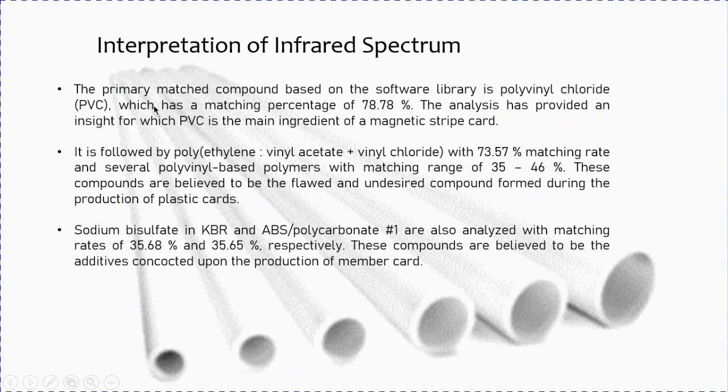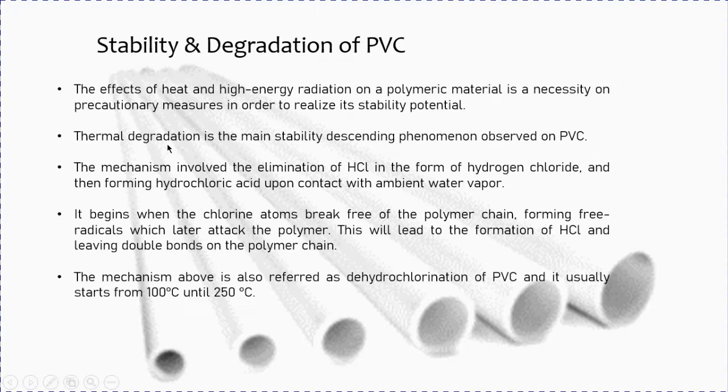The effect of heat and high energy radiation on a polymeric material calls for precautionary measures in order to realize its stability potential. The most apparent type of stability-descending phenomenon, which can be observed by the naked eye, is thermal degradation.